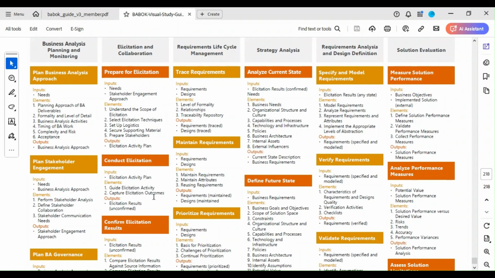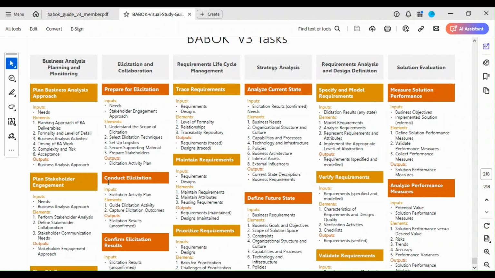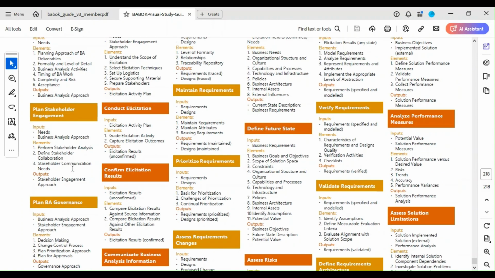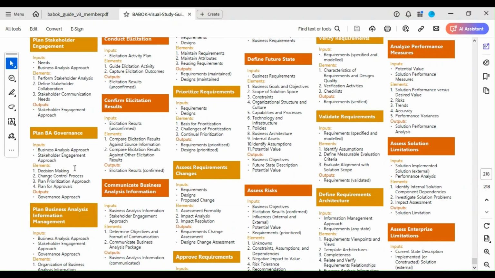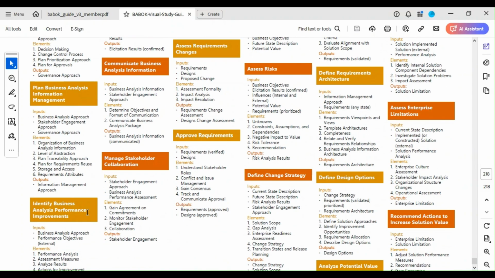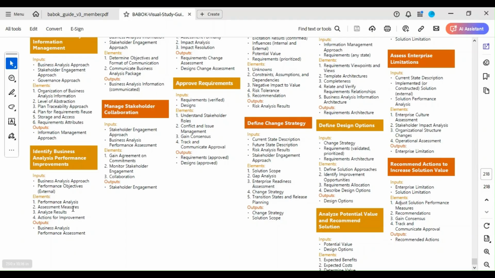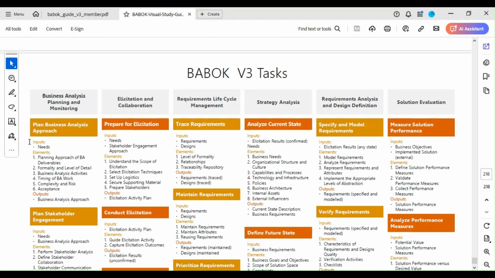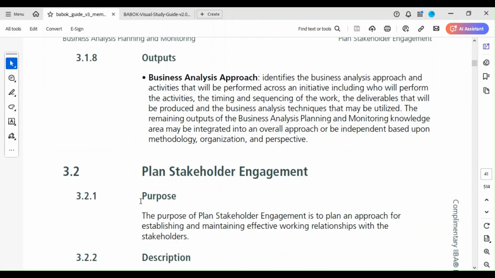Meanwhile, just to have a summary of what we did. Remember that we started with business analysis planning and monitoring. We looked at plan business analysis approach, and we looked at the input being the needs, the output being the business analysis approach. We are also going to go into plan stakeholder engagement, plan BA governance, plan business analysis information management, identify business analysis performance improvement. And these are all under our 6 knowledge areas in business analysis.